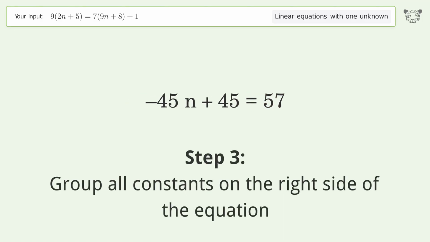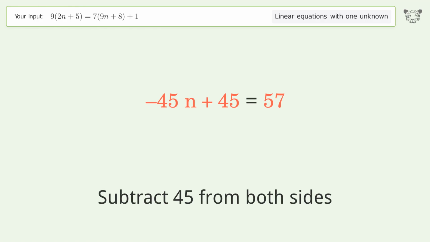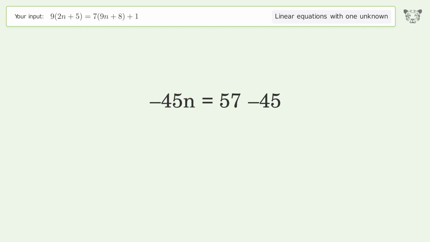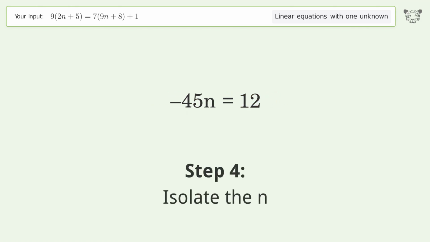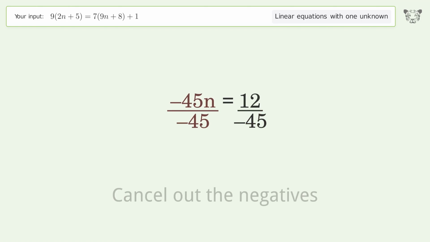Group all constants on the right side of the equation. Subtract 45 from both sides. Simplify the arithmetic. Isolate the n. Divide both sides by -45. Cancel out the negatives.